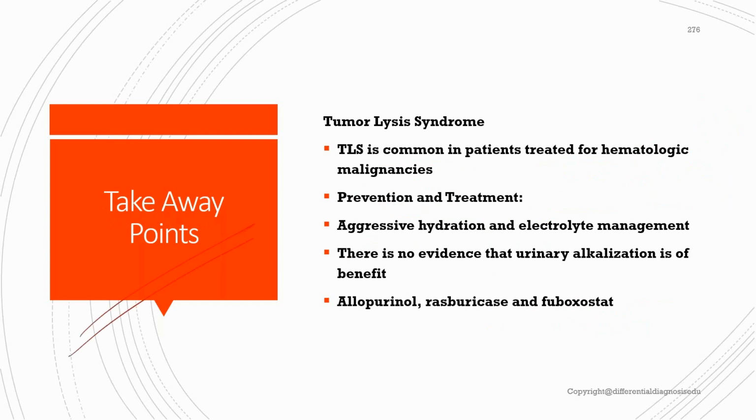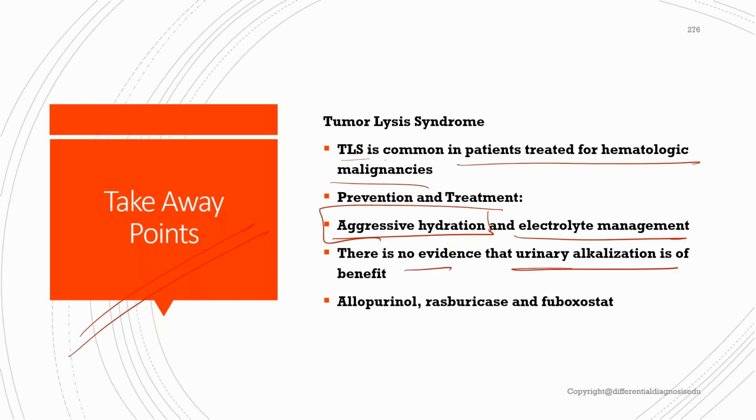Takeaway points. Tumor lysis syndrome is common in patients with hematological malignancy. They are getting treatment, so they require IV fluid and electrolyte management. There is no role for urine alkalization. For elevated uric acid, the options are allopurinol, rasburicase, and febuxostat. So this is tumor lysis syndrome.